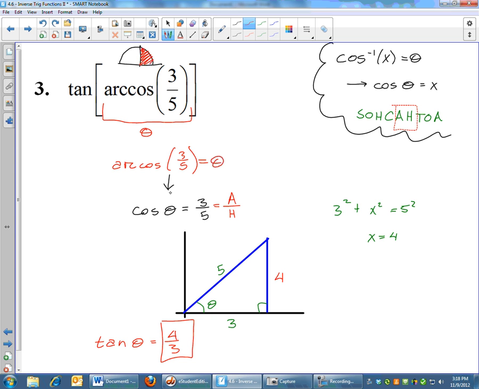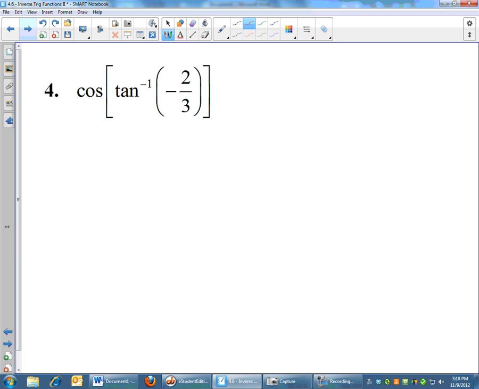Really confusing the first time, probably going to be confusing after the second time, and hopefully we'll start getting the hang of this after the third time. So if it's not on the unit circle, you start by drawing a triangle that fits that situation. Let's try this one. Cosine of the inverse tangent of negative 2/3. Well, negative 2/3 is not on the unit circle anywhere. You're not going to be able to get it anywhere. So this is another problem.